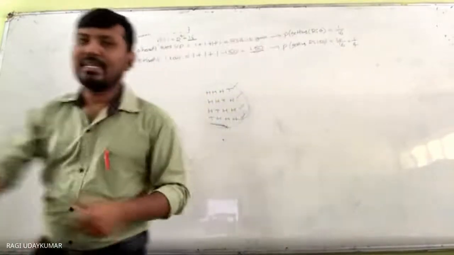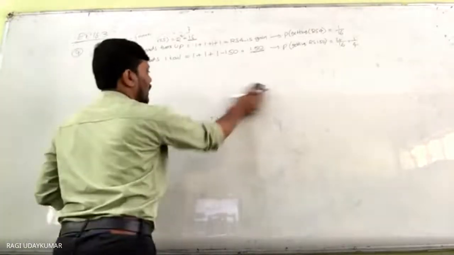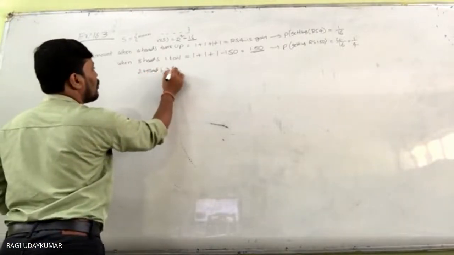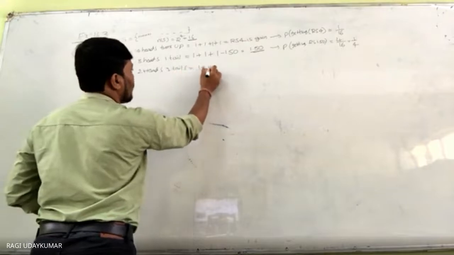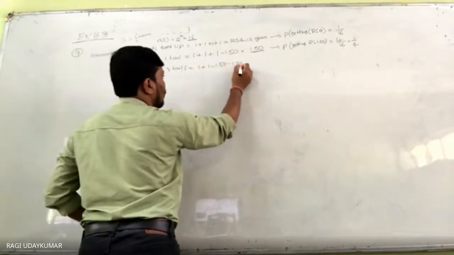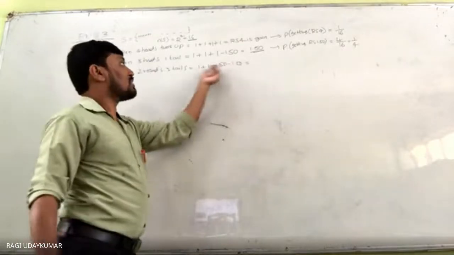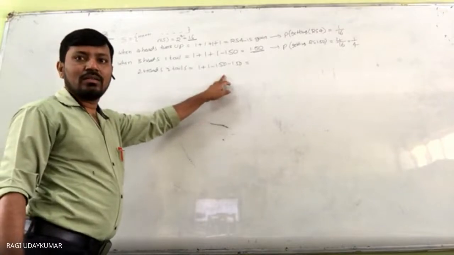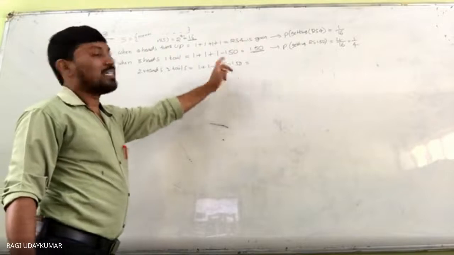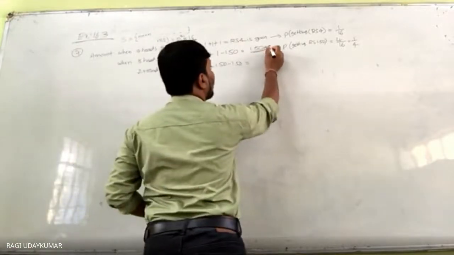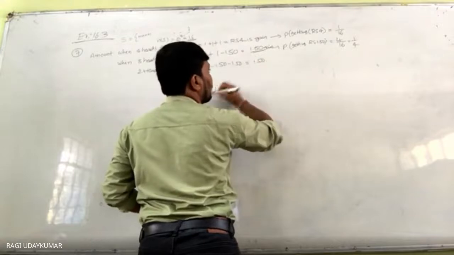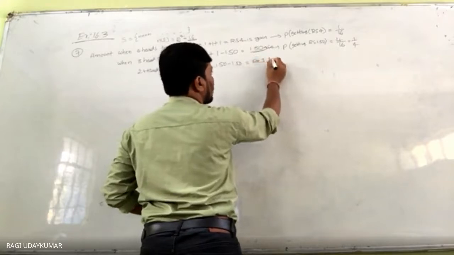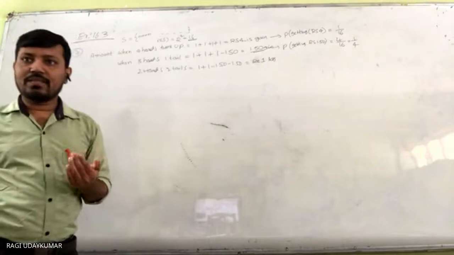Like this, 3 heads and 1 tail is done. Now 2 heads and 2 tails. What is the amount he is going to get? 2 heads means 1 rupee plus 1 rupee, and 2 tails means a loss of 1 rupee 50 paisa plus 1 rupee 50 paisa. That is 2 rupees gained and 3 rupees lost. So what is he going to get at last? Minus 1, so a loss of 1 rupee.